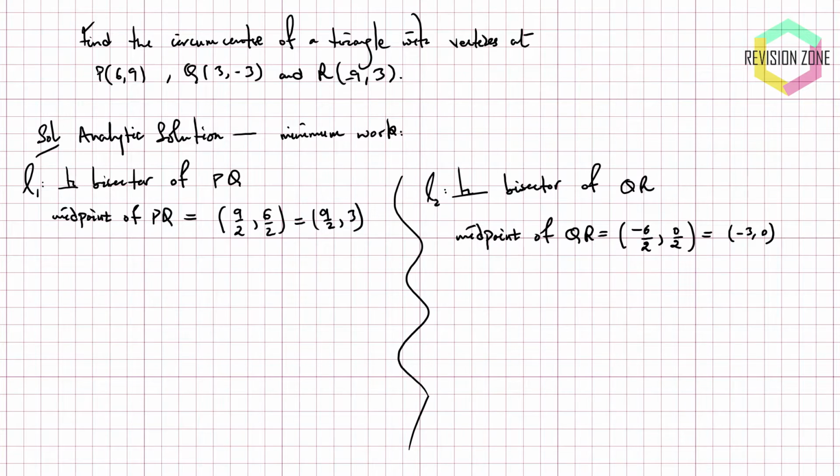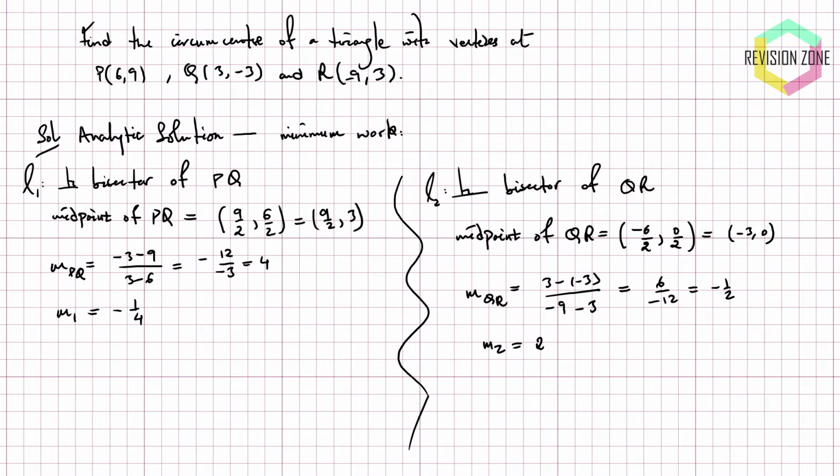And I will leave you to check the details for QR. We've done literally the same thing here. So now that we have the midpoints, we're going to have to figure out gradients because we want a perpendicular bisector. So we want a line, in other words. So we're going to have to figure out the gradient of segments PQ and QR, right?